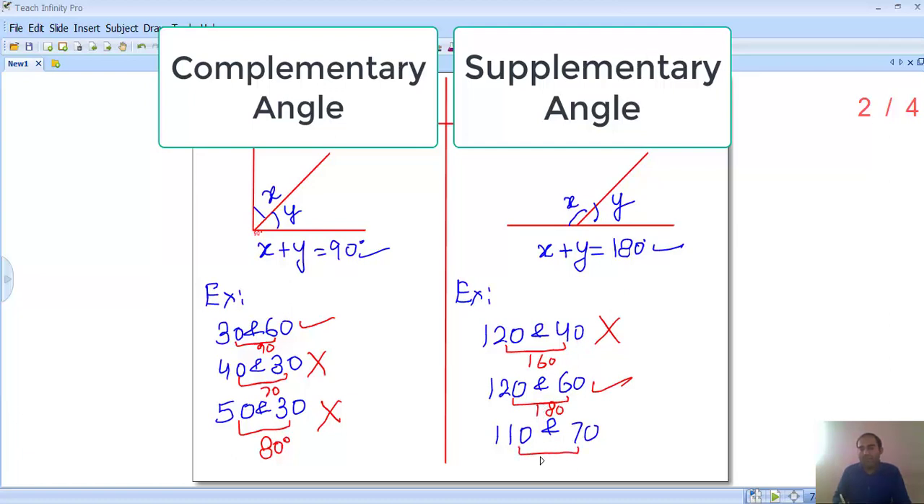Okay, now these two angles, 110 and 70. What is the sum? 180 degrees. Okay, these are also supplementary angles. So if you want to check complementary or supplementary angles, you just have to simply add them. If the sum is 90 degrees, that means they are complementary angles, and if the sum is 180 degrees, that means they are supplementary angles.